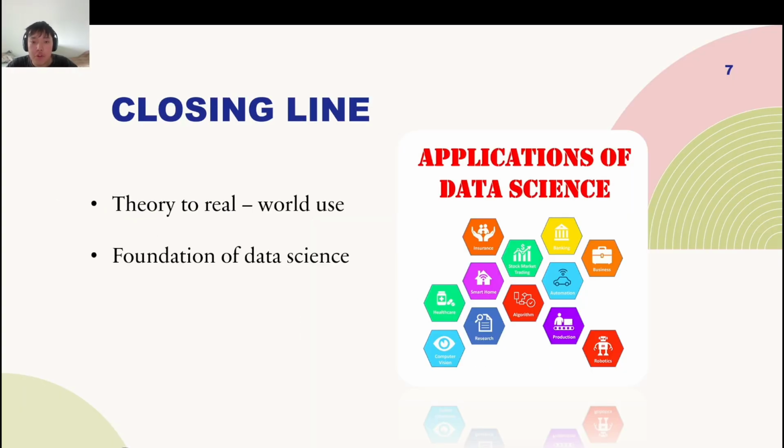Overall, these examples show that linear systems are not just theoretical concepts, they form a foundation of modern data science, connecting mathematical theory with real-world data analysis and machine learning applications.